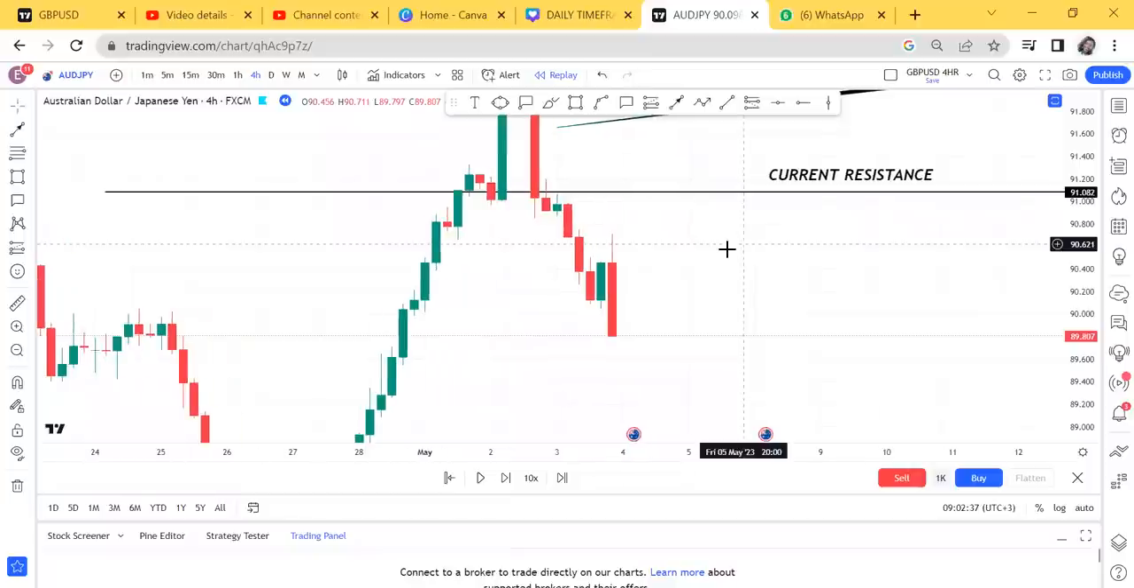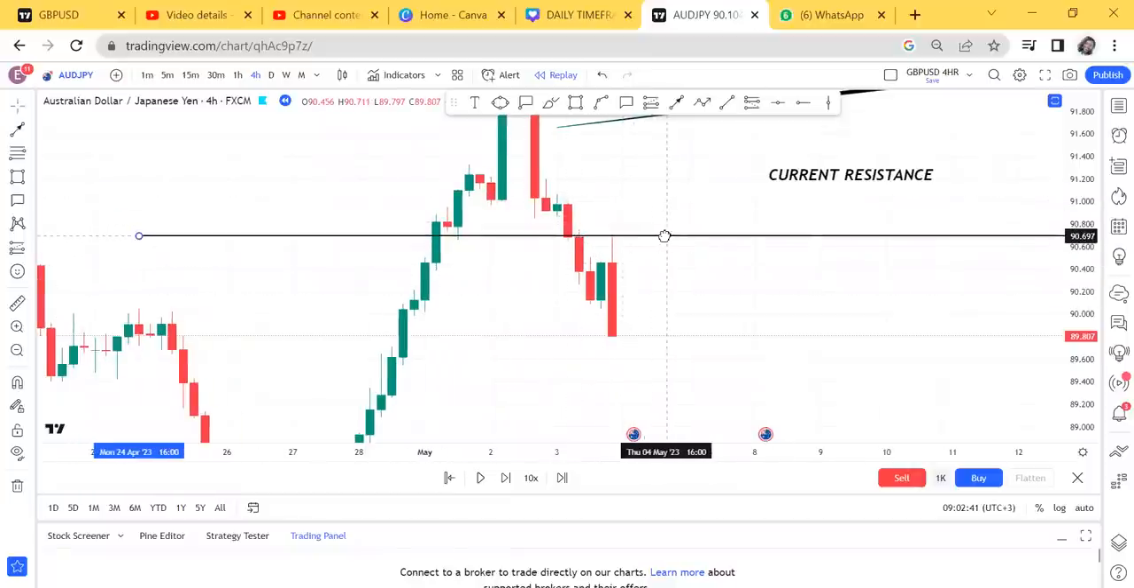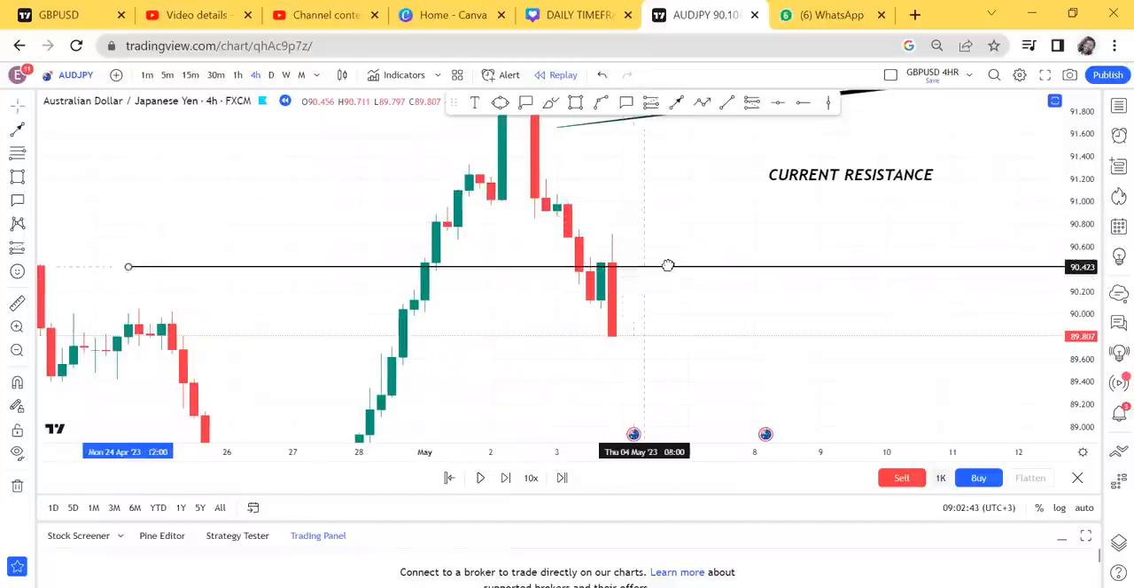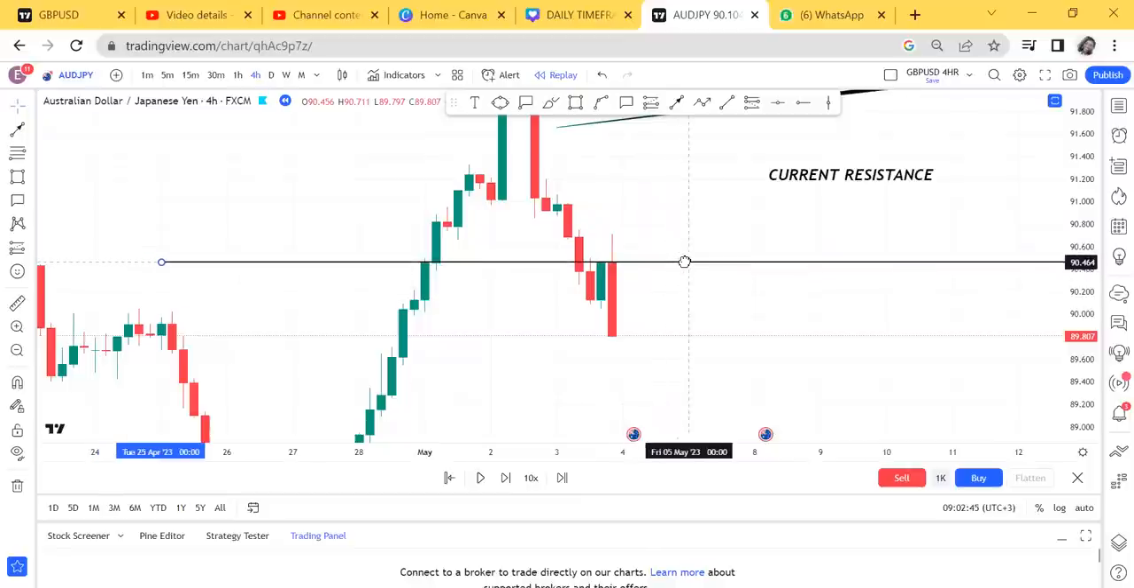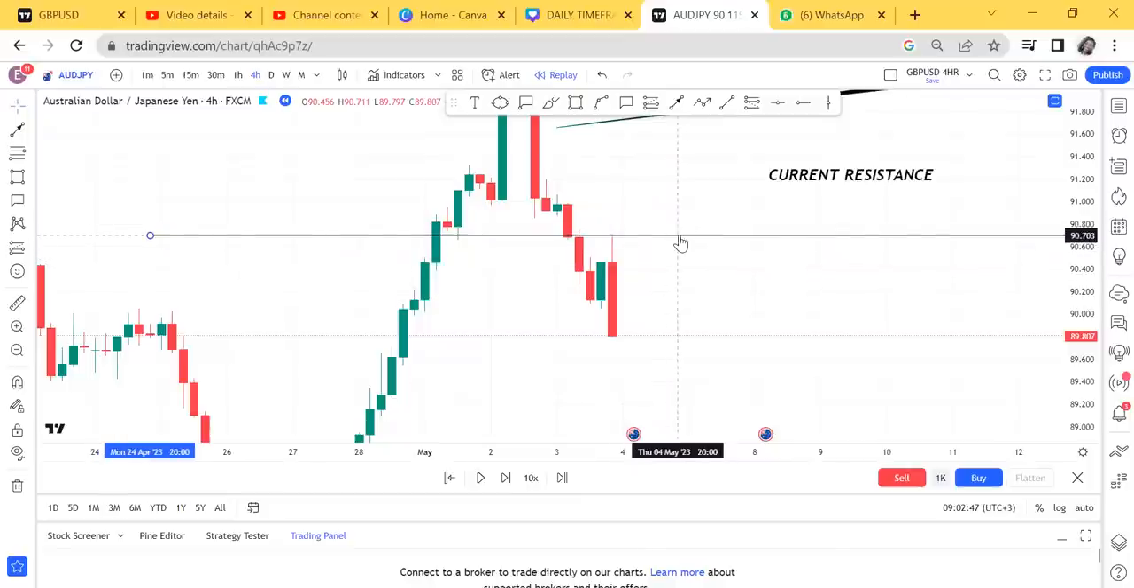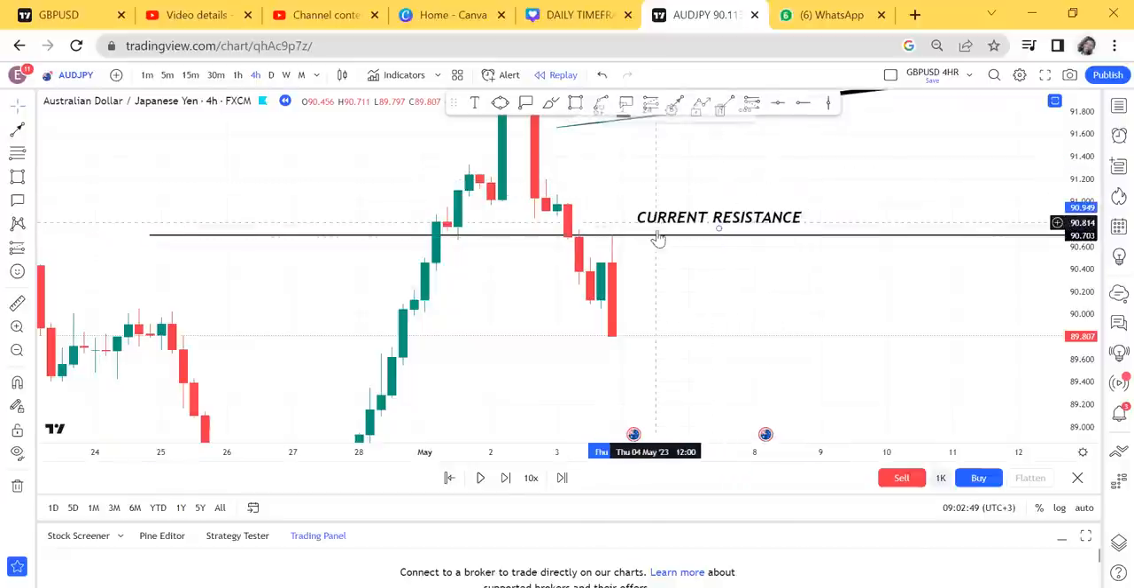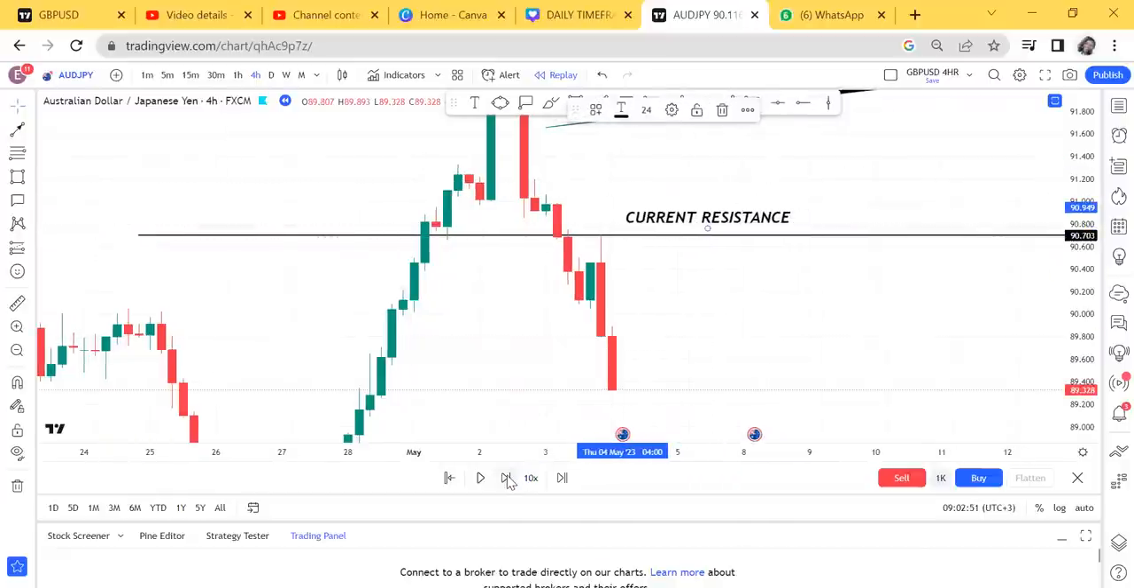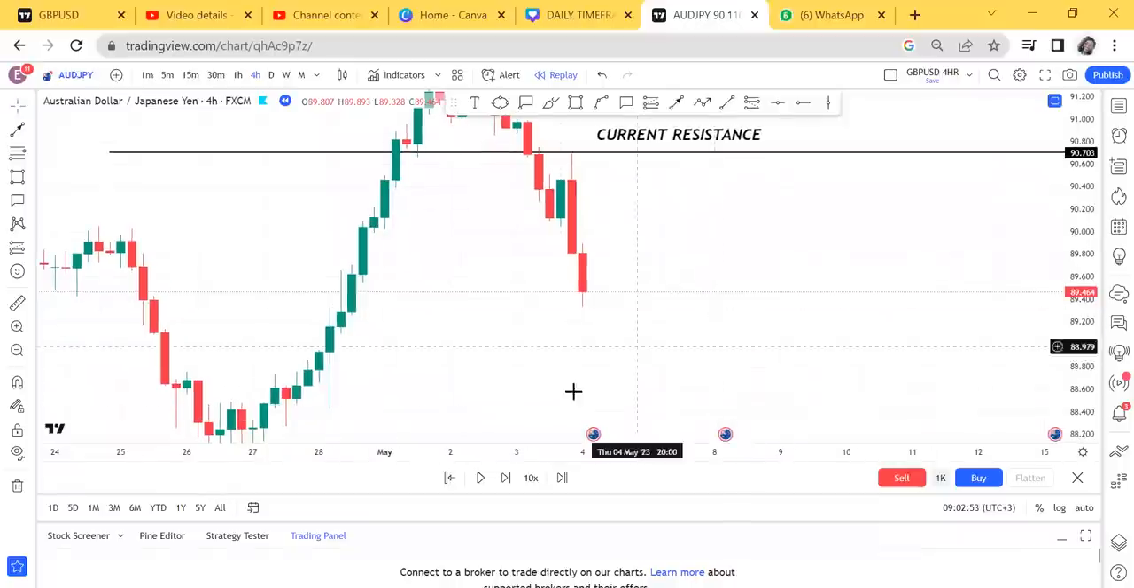Guys, what has happened? Buyers have created a new current resistance, so you just shift it down. And remember, there are people who will ignore the weak. No, we don't ignore the weak. Their current resistance now is there. So we continue like that until our current resistance gets broken.